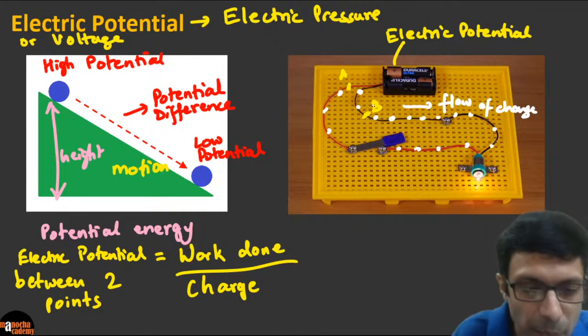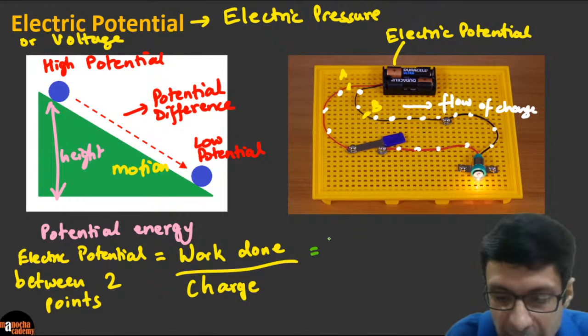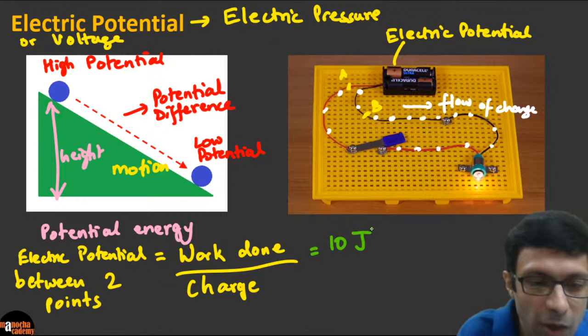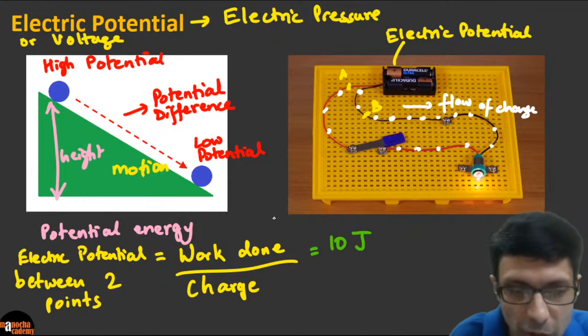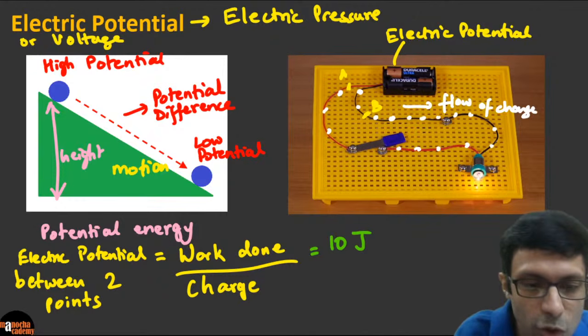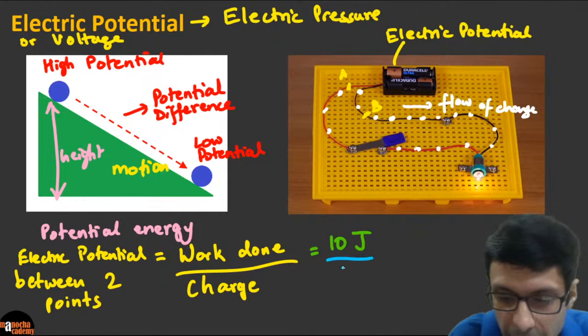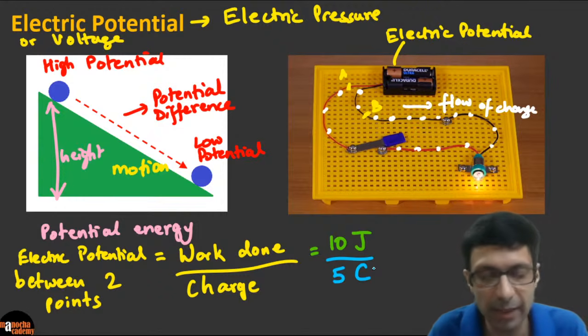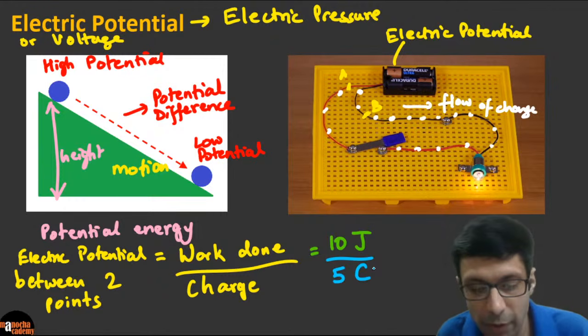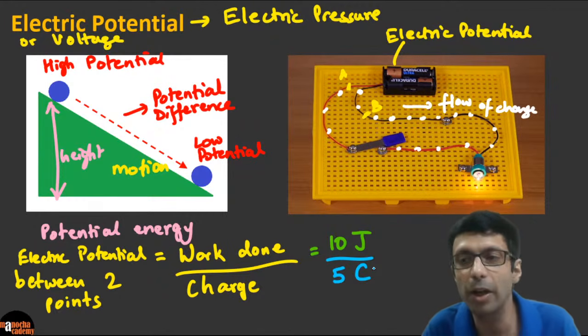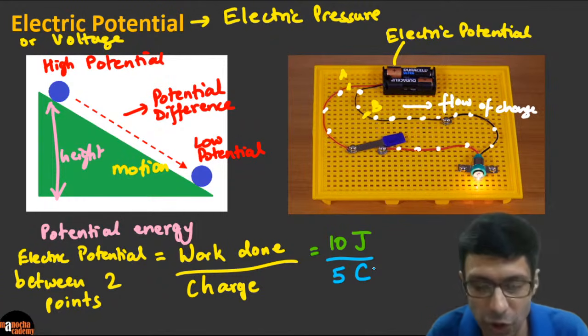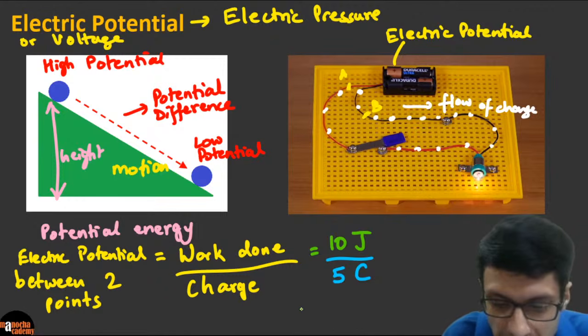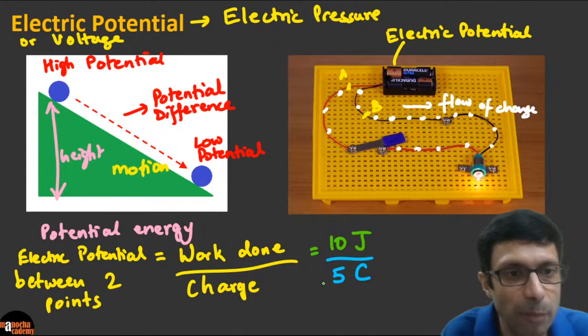So let's take an example. Let's say the battery here, the cells are doing 10 joules of work to move 5 coulombs of charge. So the work done is 10 joules divided by 5 coulombs. So what is the potential difference? Come on, can you guys calculate? What is the potential difference going to turn out to be? Work done per unit charge means work done divided by charge. So who can tell me what will be the electric potential here based on these numbers?